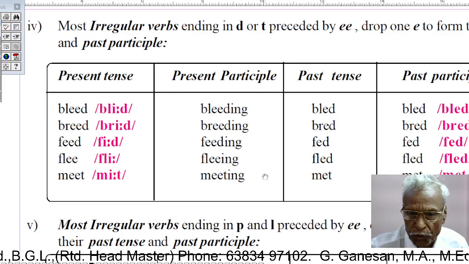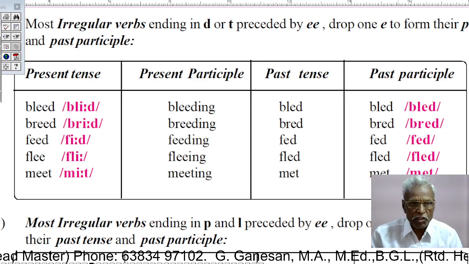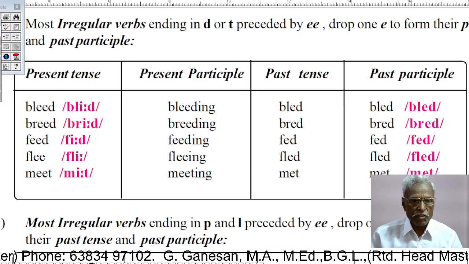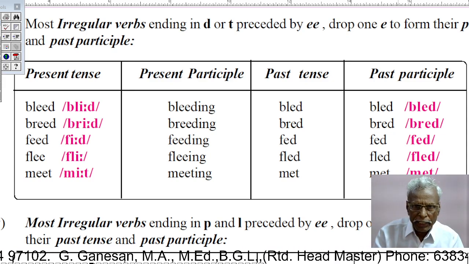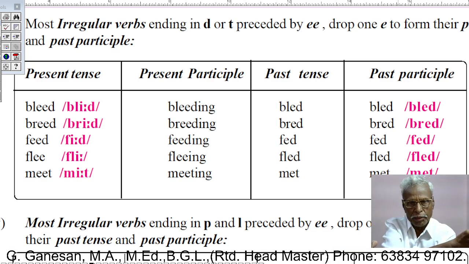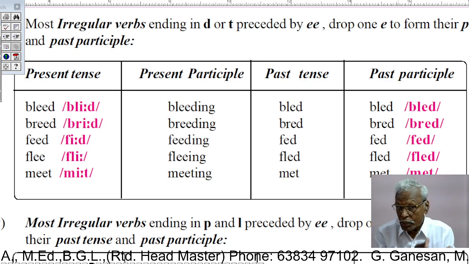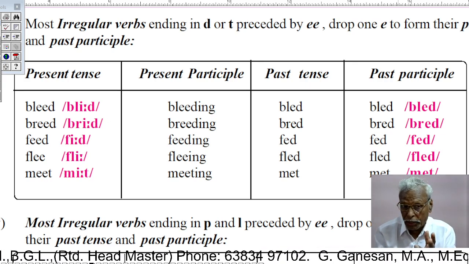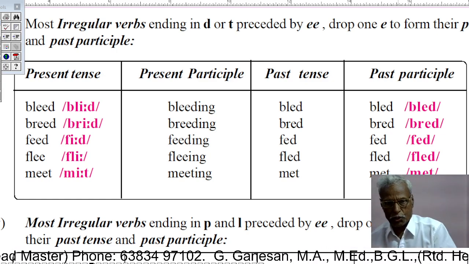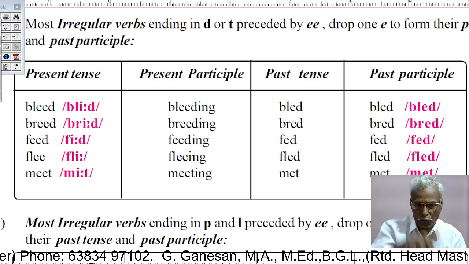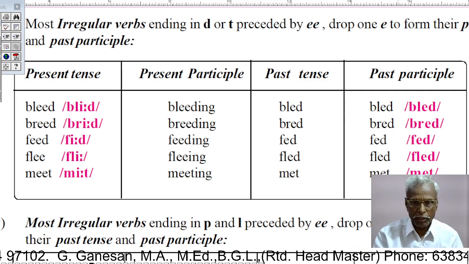In this kind, the fourth way of forming past tense and past participle of irregular verbs: most of the irregular verbs ending in D or T preceded by two E's drop one E to form the past tense and past participle. See, bleed, drop one E, becomes bled. Bleed, bled, bled. Breed, bred, bred. Feed, fed, fed.